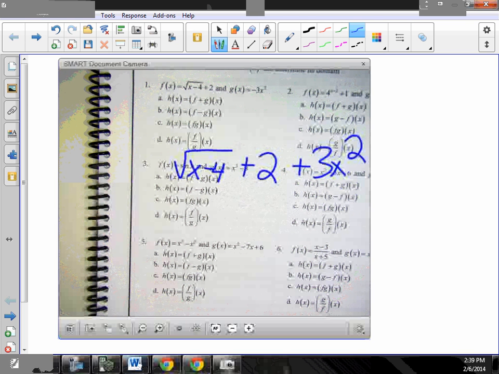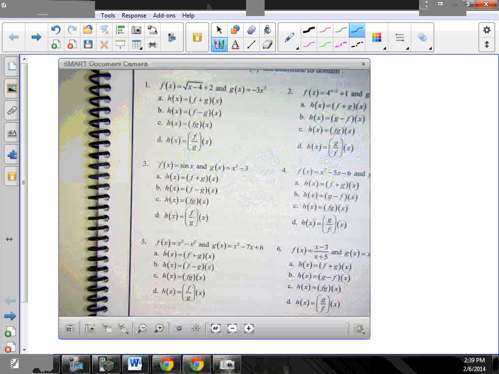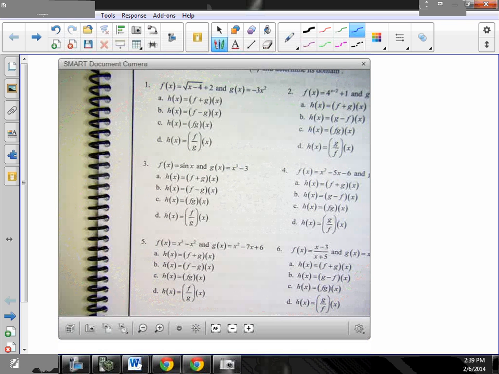Okay? And you do have to be careful. It's not always f plus g or f times g. If you look at number 2, some of those have g first. So you have to pay attention to what it's saying and follow the order that it gives. If it's addition and multiplication, it doesn't really matter, because addition and multiplication commute, but subtraction and division do not commute.